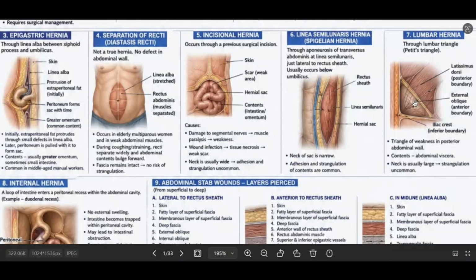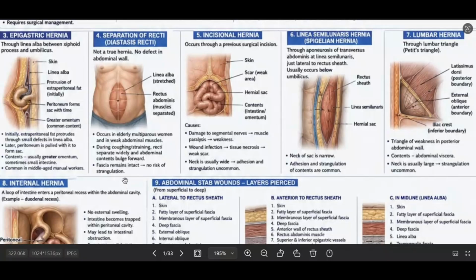Now, this area is actually a natural weak point in our posterior abdominal wall. Okay. Now, what are the features? The neck in this case of lumbar hernia is usually large. Therefore, strangulation is very uncommon here. Okay. So there is no risk of strangulation here.